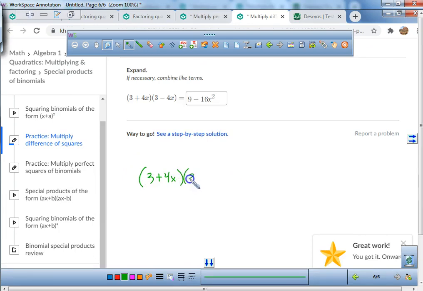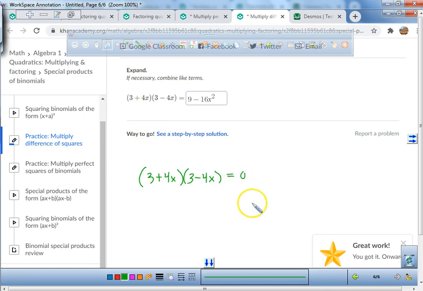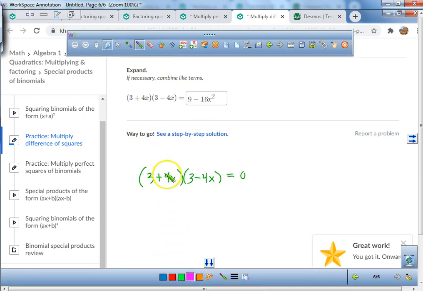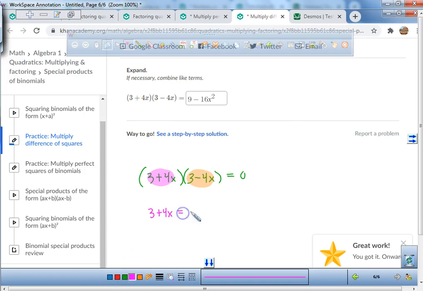You might have a question like this, and it'll be, what are the zeros of this? So if I set this equal to 0, and then somebody asks you, what are the zeros? You literally have to set this equal to 0, and then you'd have to set this equal to 0. What does that mean? 3 plus 4x equals 0. And over here, we'd have to say 3 minus 4x equals 0. And then we have to solve for x. Minus 3 from both sides. 4x equals -3. Divide both sides by 4, and you get -3/4.